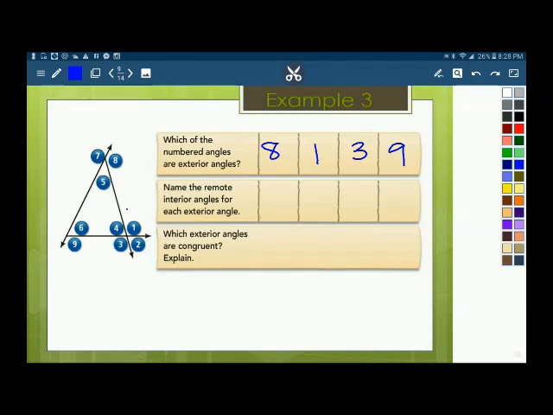Now we're going to name the remote interior angles for each exterior angle. So just focusing on angle 8, I don't want to pick the angle that is next to it on the inside of the triangle, but I want to pick the other 2. So the 2 remote interior angles to angle 8 are 6 and 4.